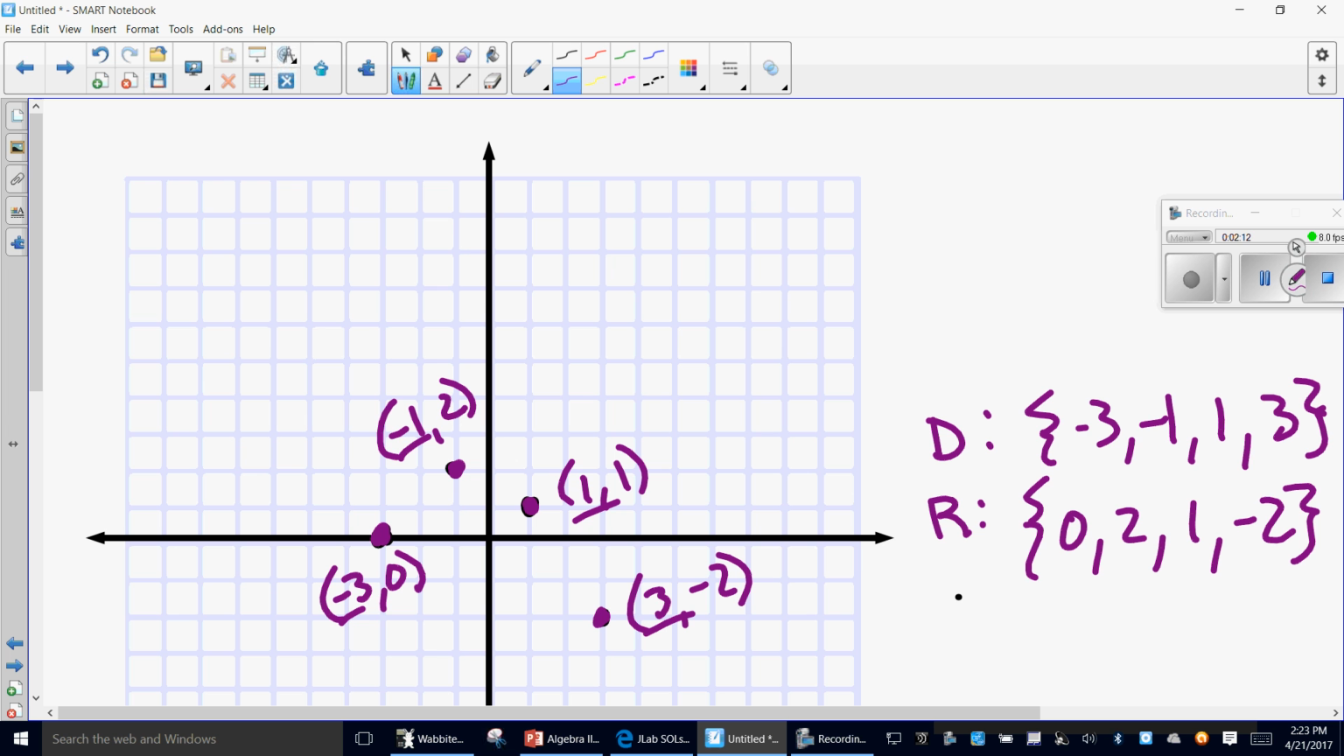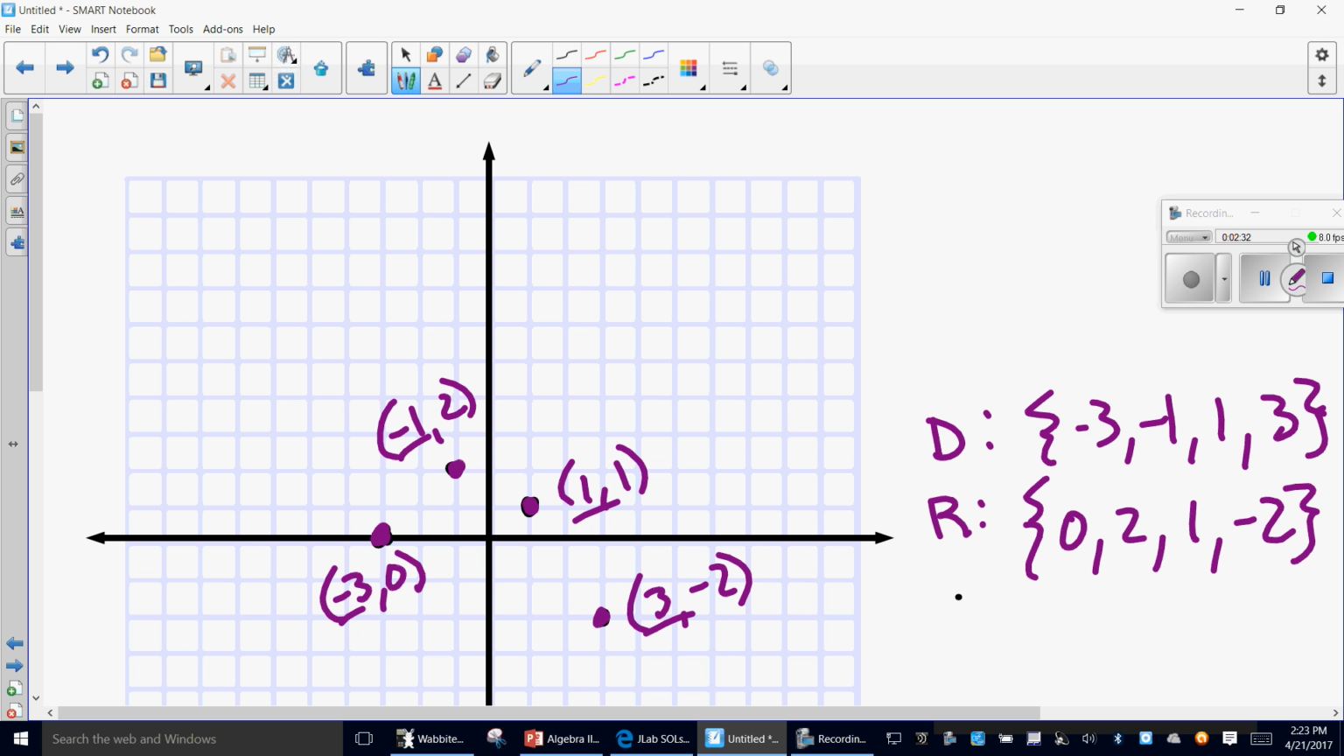So here's what I want you to understand. On your SOL, they may give you some points, separate points, and they might say, which ones are the domain and which ones are the range? And you would say, okay, here are my x's, the domain, and here are my y's, the range. That's pretty simple to us, right?